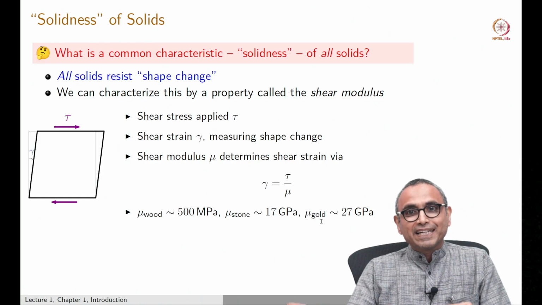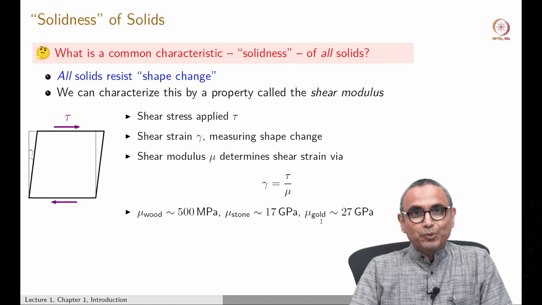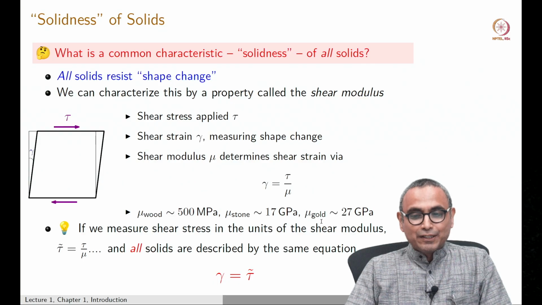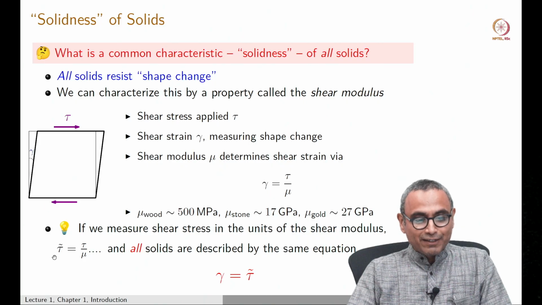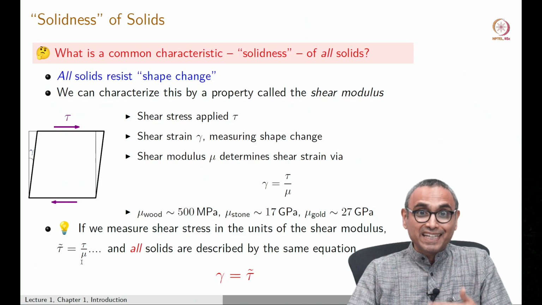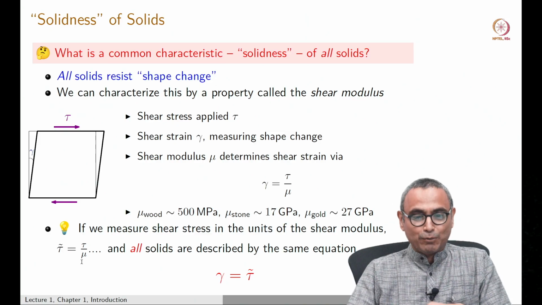So, different solids have different shear moduli. You may think, okay, they are somewhat different, but let me show you that you can think of them in a universal way. Now what I am going to do is measure the shear stresses in units of the shear modulus. I define something called tau tilde, which is tau by mu. This is now a dimensionless number which measures the shear stress in the units of the shear modulus.